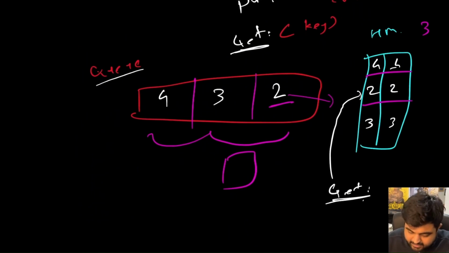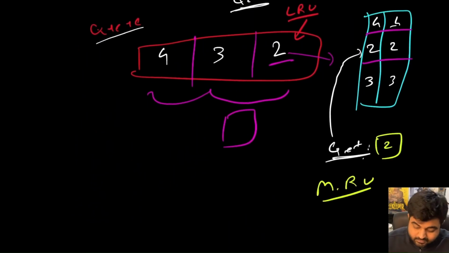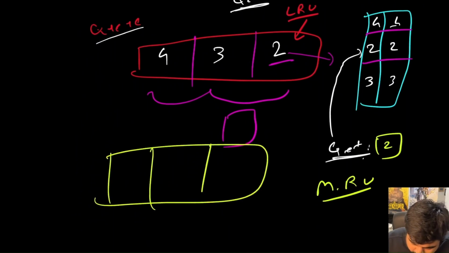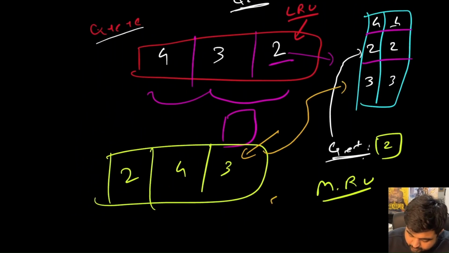Currently in this scenario, the least recently used element is value number 2. That is very simple to understand. But if I do get 2, immediately 2 becomes the most recently used element because I just accessed it. So the new flow of the queue is going to be 2, 4 and 3, and suddenly 3 becomes the least recently used. If I want to add value number 5, I need to kick value number 3 out.